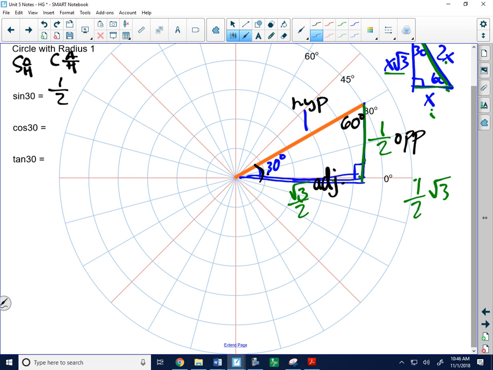Cosine is adjacent over hypotenuse. It's very similar. Radical 3 over 2 over 1, which is again radical 3 over 2. Tangent of 30 will just require a little work because I want to simplify it. Tangent of 30 is opposite over adjacent. So I'm going to write it out here first and simplify. It's 1/2 over radical 3 over 2.